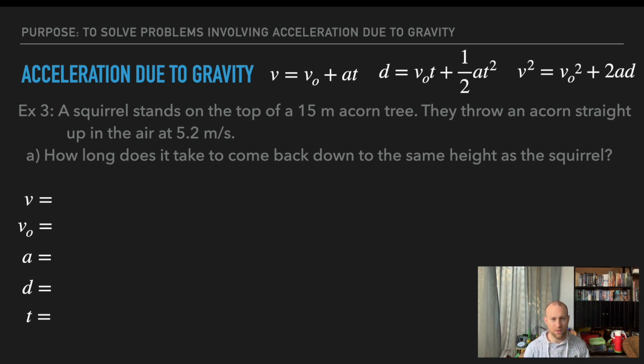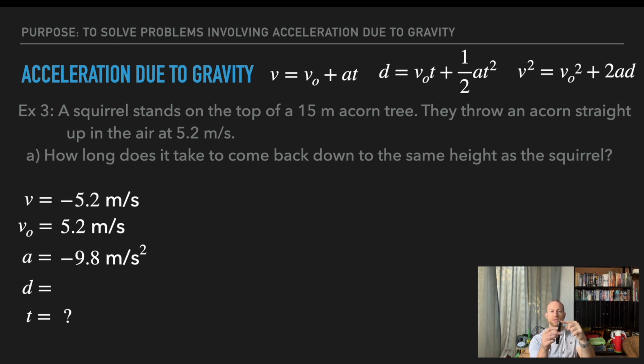Some information that we know with this: initial velocity, we're told that. We're looking for time. Acceleration is always the same when something's in the air. Another trick you need to know: if an object is thrown up with some speed, once it reaches that same distance, you're going to have the same velocity but in the opposite direction. So if the squirrel throws it up at 5.2, when it comes back down at that same point, it's negative 5.2.